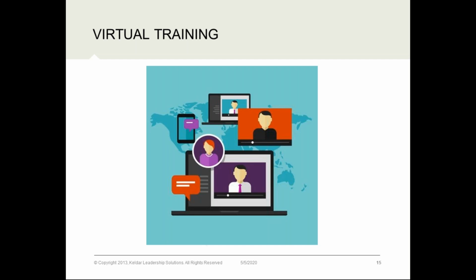But there's some nice advantages to it because you can jump onto it fast. You don't have to travel anywhere. As long as you've got internet that's reliable, you'll be able to jump onto it and jump off it, and you can replicate a lot of the in-person activities. Yeah, so that's kind of the virtual training.